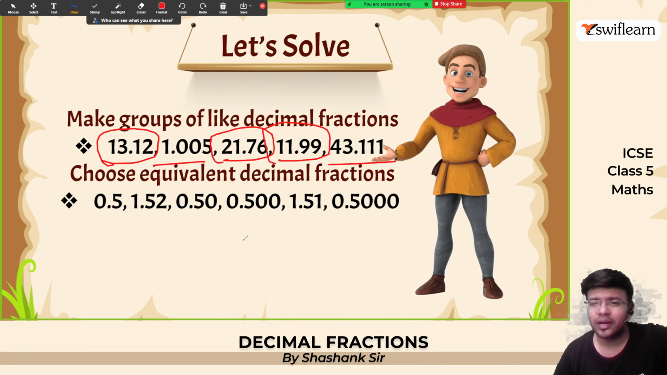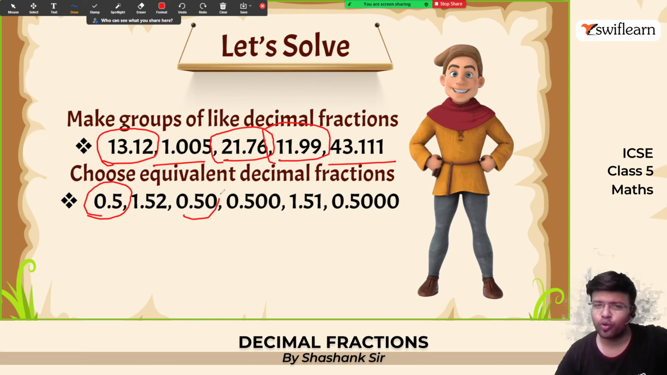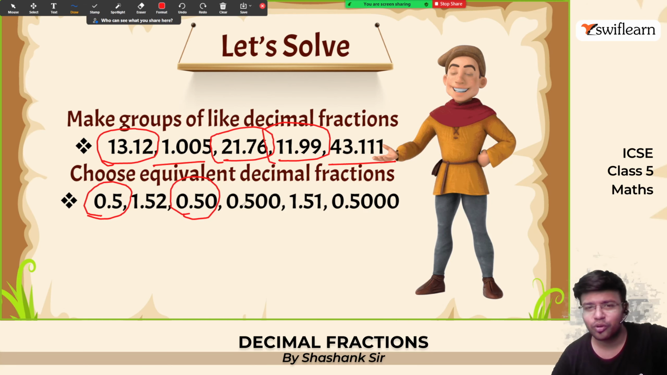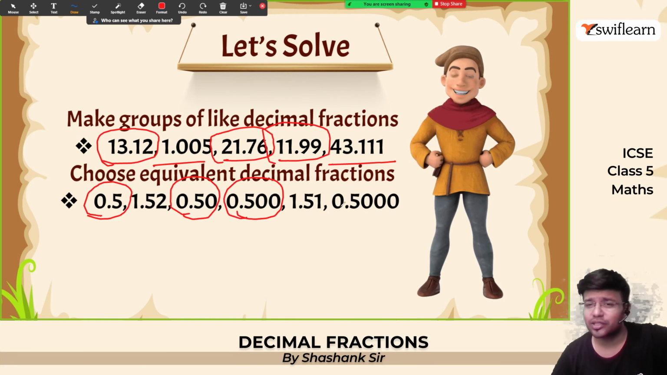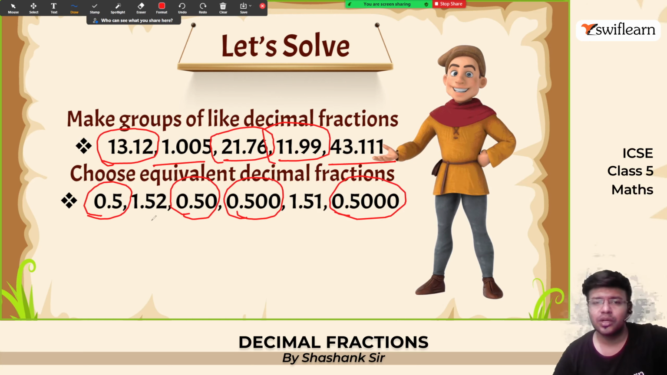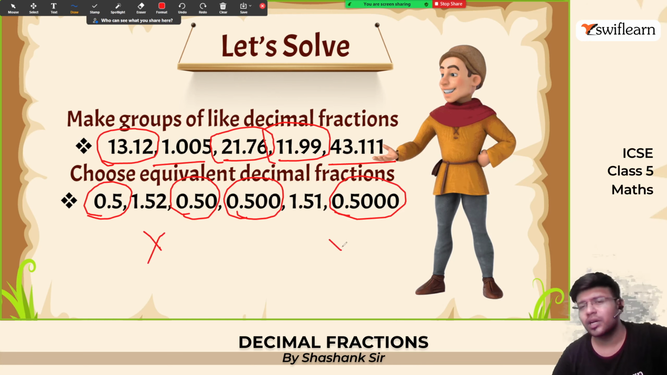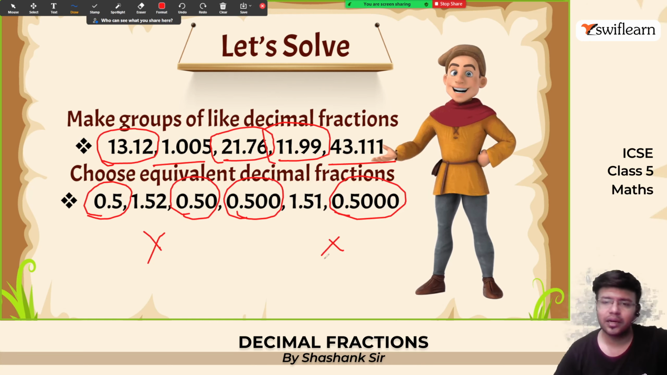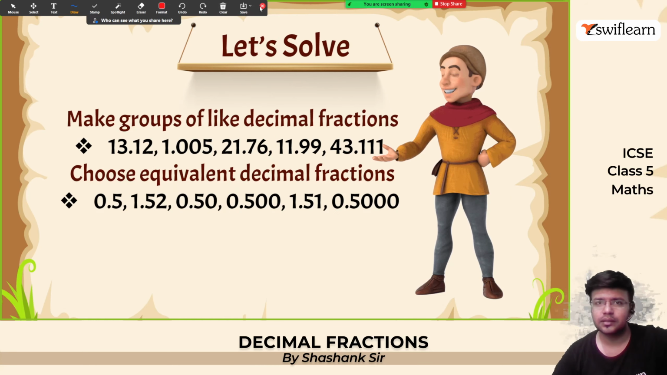Choose equivalent decimal fractions. 0.5 is the same as 0.50, is the same as 0.500, is the same as 0.5000. 0.512 and 0.51 are different, so we don't have to do anything with them.